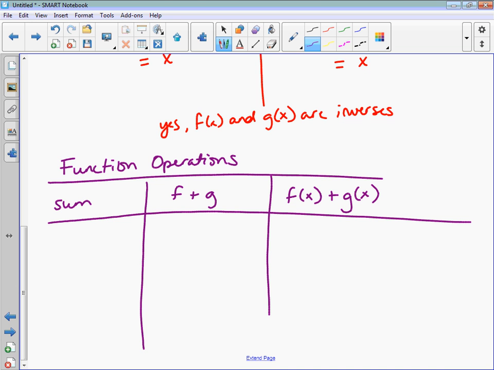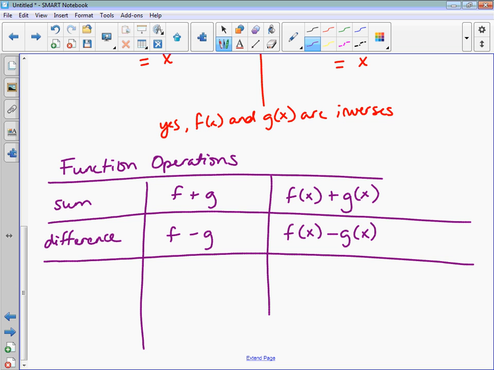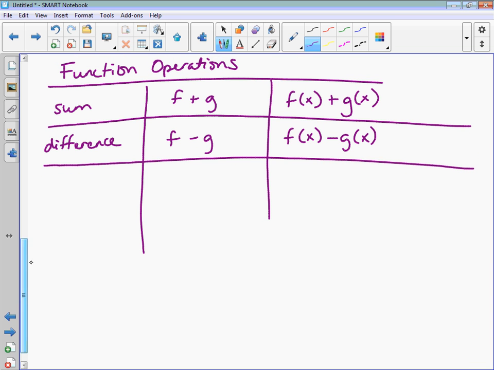What do you think the next operation might be? Yes, we'll say difference. So that's f minus g, which means f of x minus g of x. What do you think might come next? Yep, we'll call it product, but absolutely multiplication. F times g, you can use a little dot. F of x times g of x.